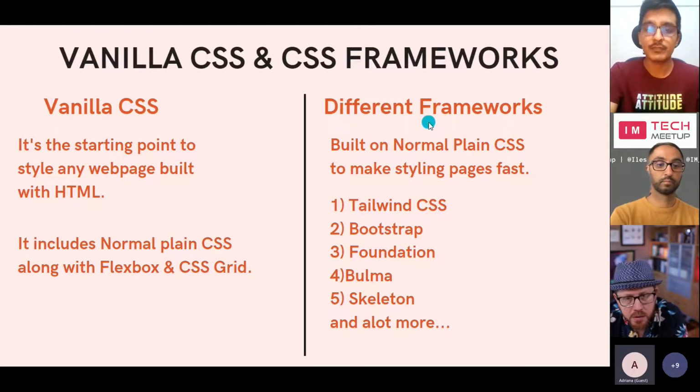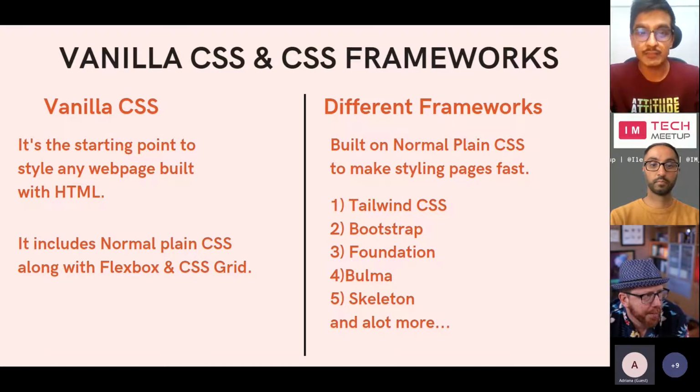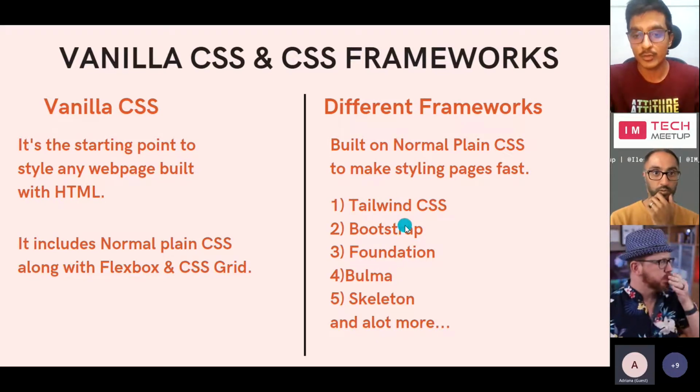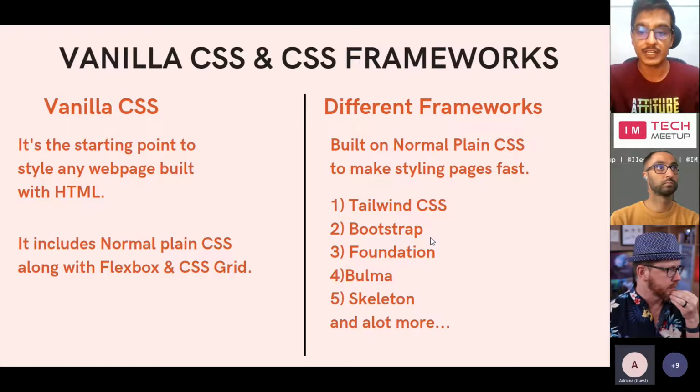And then we have different frameworks. Frameworks are actually built on vanilla CSS itself. Behind the scenes, they use pure vanilla CSS, and they are made to make your styling process even faster than vanilla CSS. Some people observed that vanilla CSS is great to style pages, but it's a little slow process. So they developed different frameworks to make that styling process faster. That's how we came across different frameworks, and I have listed some of the most popular CSS frameworks below: Tailwind CSS, Bootstrap, Foundation, Bulma, Skeleton, and a lot more. We'll be discussing all of these in the next slides.